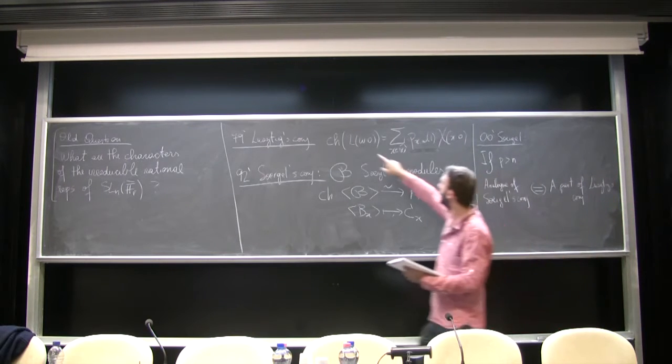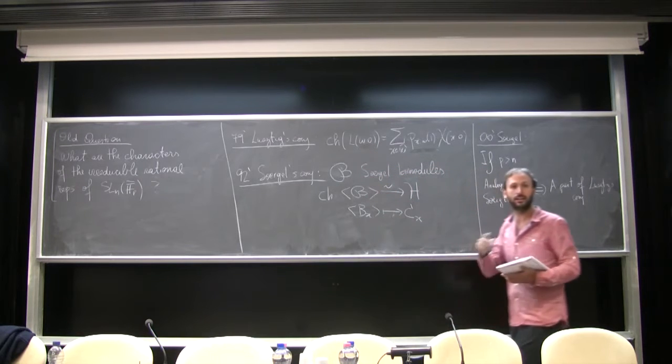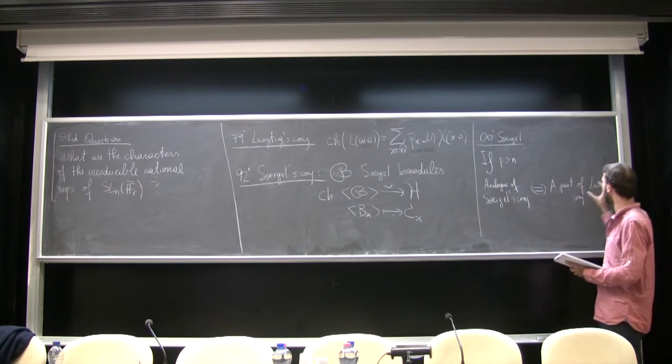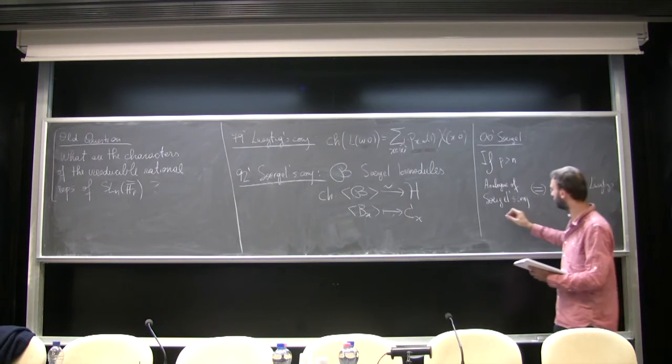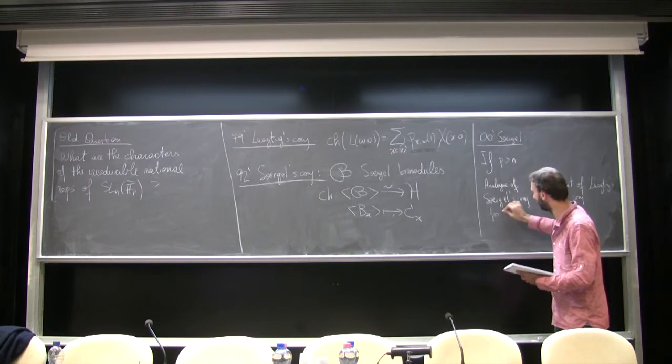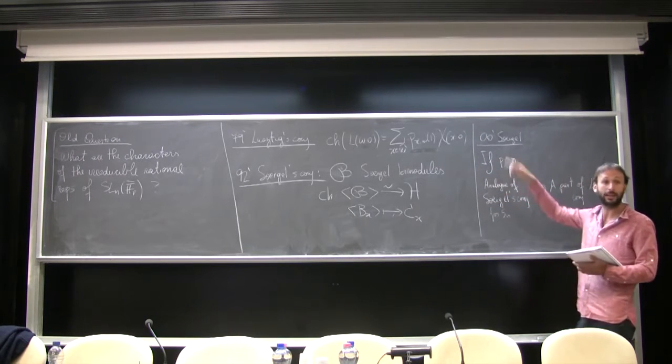Namely, when these guys are near, around the Steinberg weight. So it's like a little part of Lusztig's conjecture. The analog Soergel conjecture for S_n, for the symmetric group. That is the case that I will explain.